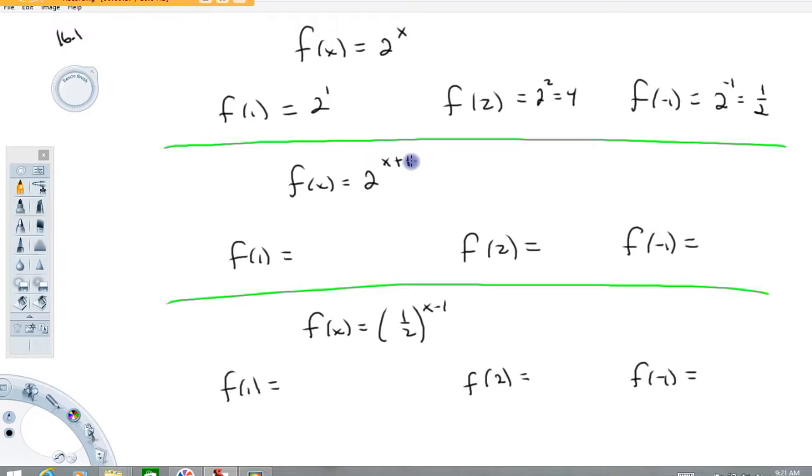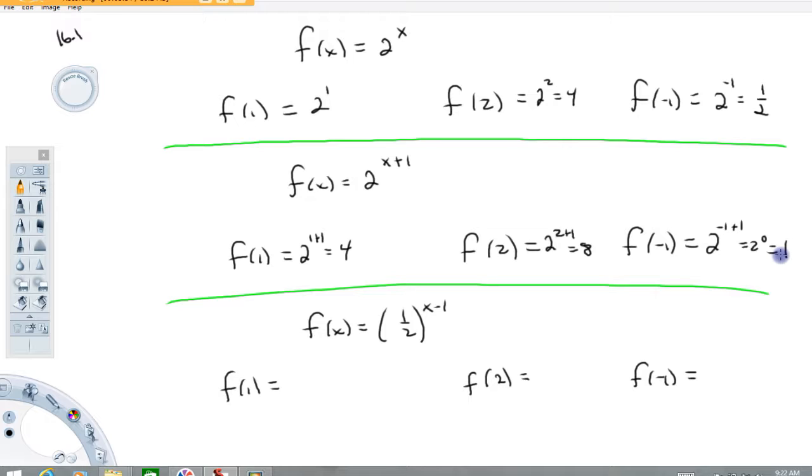2 to the x plus 1, find the following values. So here you want to be real careful. So f of 1, if this is our function f, is going to be 2 to the 1 plus 1, which is 2 squared, which is 4. F of 2 is going to be 2 to the 2 plus 1, which is 2 to the third, which is 8. F of minus 1 is going to read 2 to the minus 1 plus 1, which is 2 to the 0, which is 1. All right? And that part of the notes there is done.